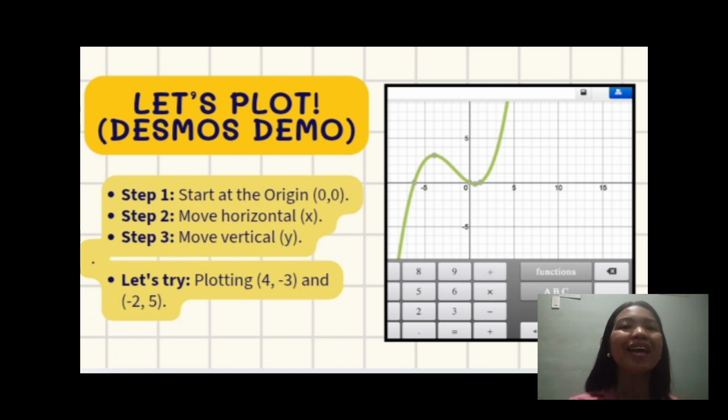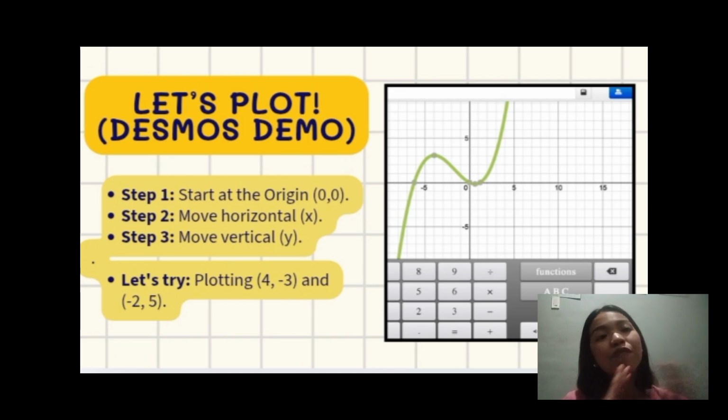Step 2, we have to look at the first number, the x-coordinate, to move horizontally left or right along the x-axis. And then lastly, step 3, we have to look at the second number, the y-coordinate. We have to move vertically up or down.